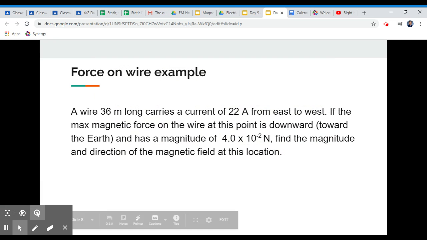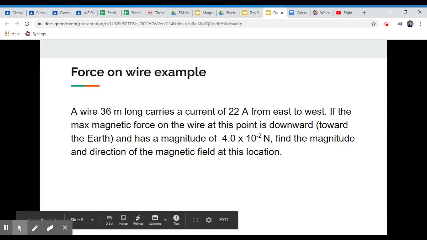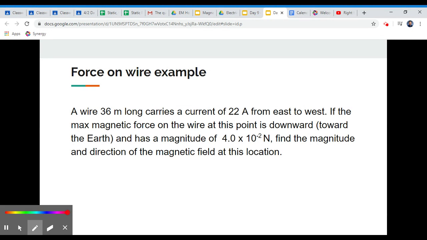All right, so actually putting this into an example, we have a wire 36 meters long, carries a current of 22 amps east to west. The max magnetic force on the wire at this point is downward towards Earth and has a magnitude of 4.0 times 10 to the negative second newtons. We need to find the magnitude and direction of the magnetic field.